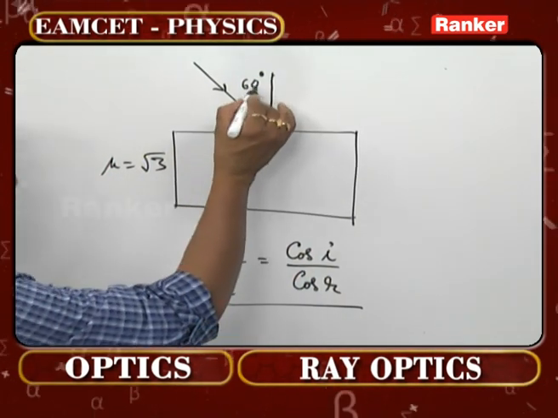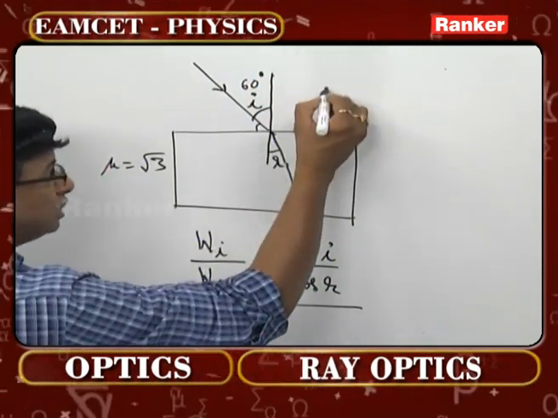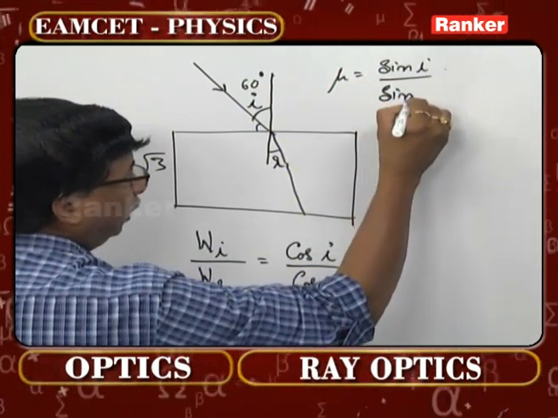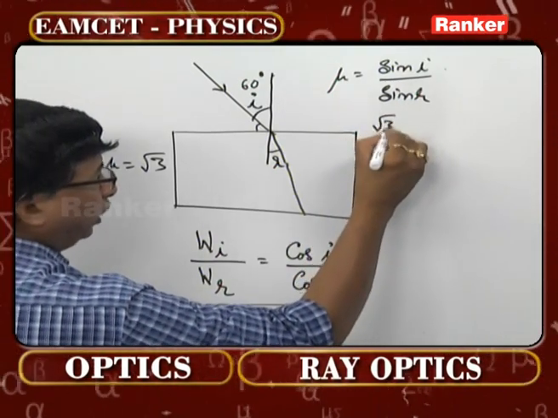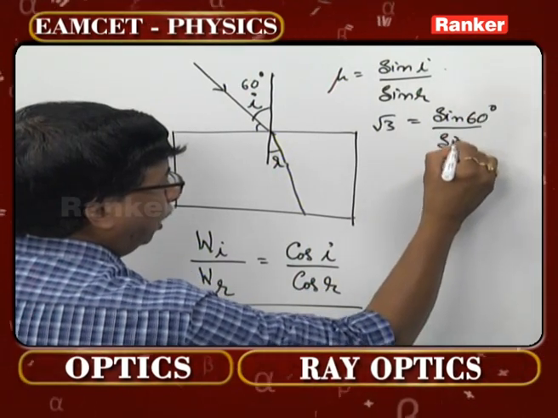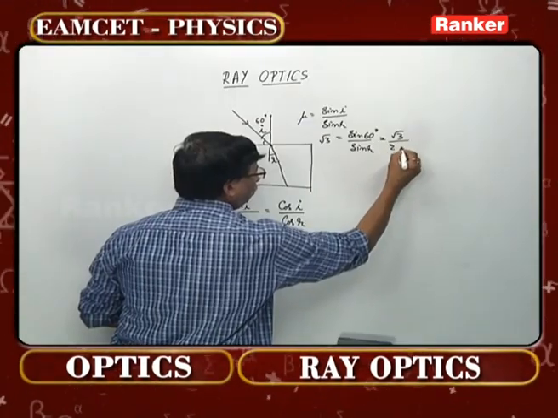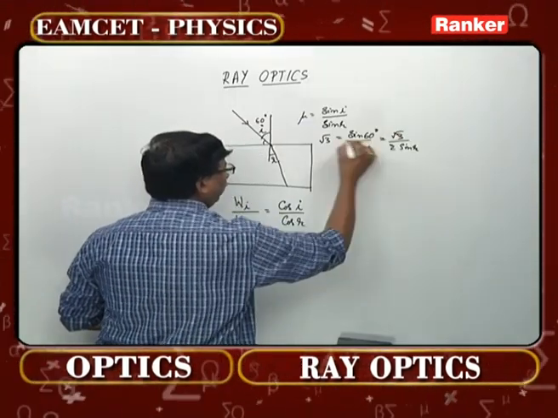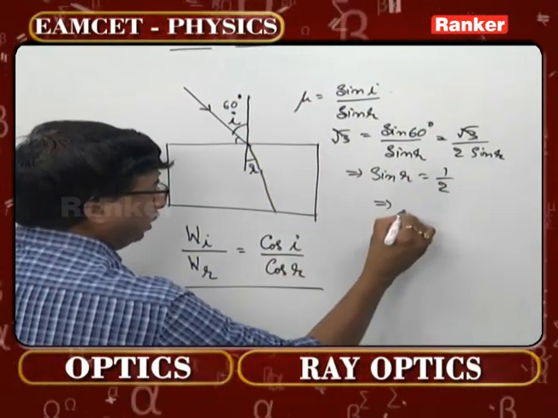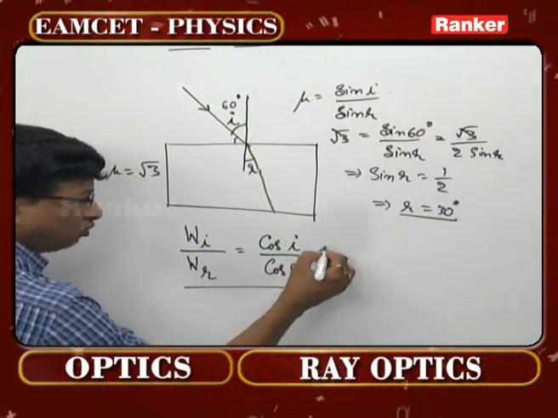Now what is the angle of incidence? 60. But what will be this angle of refraction? Apply Snell's law please. Mu is equal to sin i by sin r. That is the formula. And of course mu is root 3, equal to sin of 60 by sin r. What is sin 60 over here? Root 3 by 2 into sin r. Then root 3 gets cancelled. What will be left over? Sin r will be 1 by 2. That means r will be simply 30 degrees.